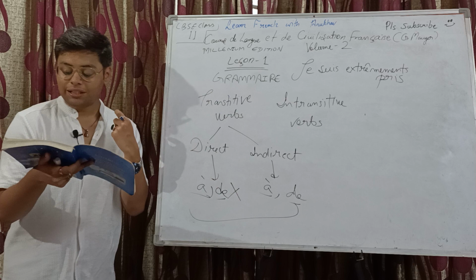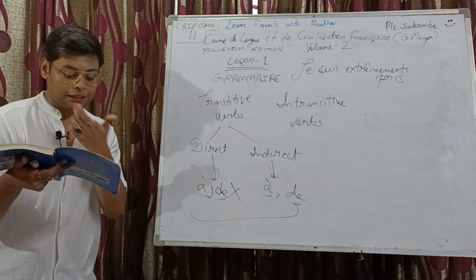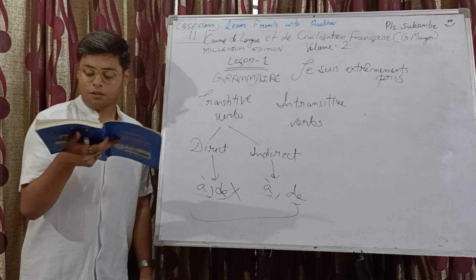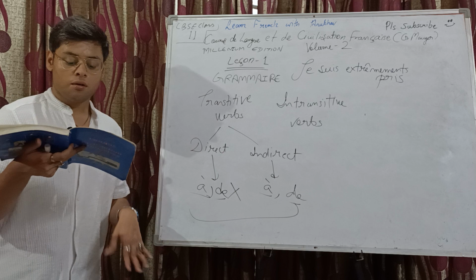Now, j'arrive de Strasbourg, I arrive from Strasbourg. J'arrive de Strasbourg, from where, d'où? So it is what? Complément circonstanciel de lieu. Next one. Nous voyagerons de plusieurs façons, en auto, à bicyclette, à pied. Comment? How? It's asking for the means. So it is a complément du moyen. Okay. And the next one.